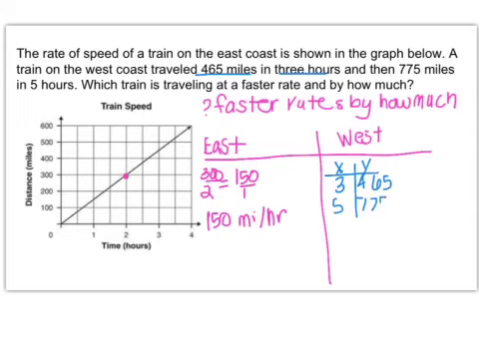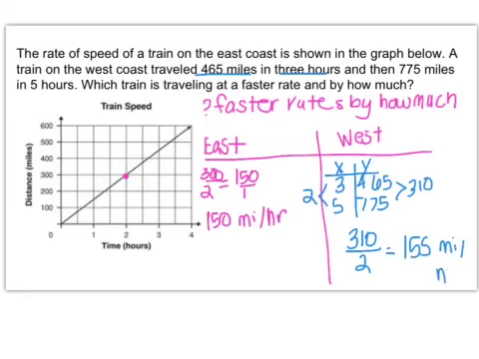So remember, to do this, I need to find the difference in the y and the difference in the x. So this is an increase of 310 and an increase of 2 hours. So again, I'm going to do my y change over my x, and 310 divided by 2 is 155. So that's 155 miles per hour.